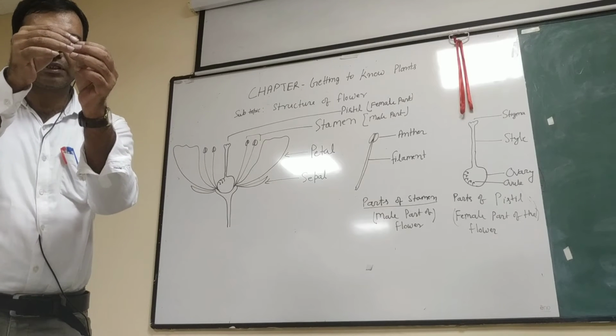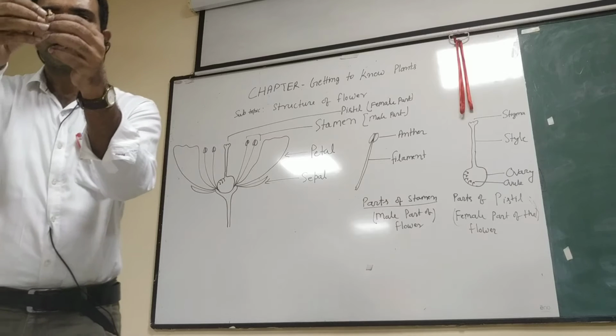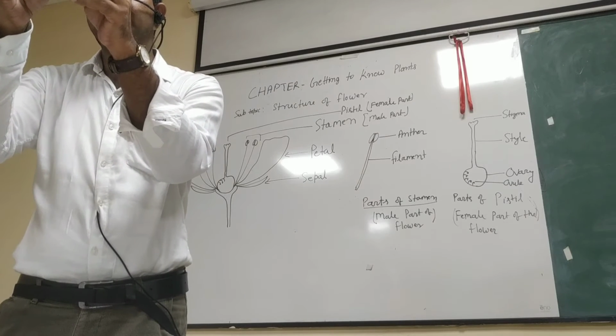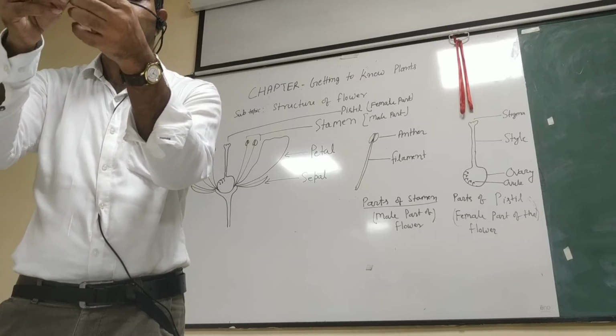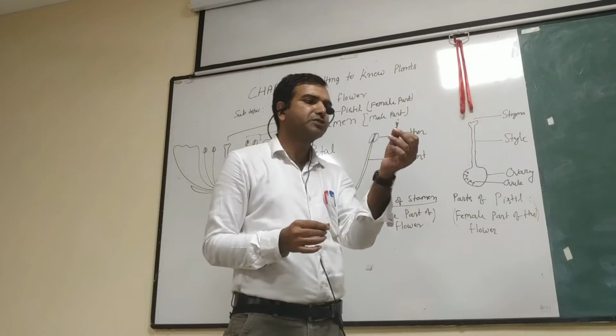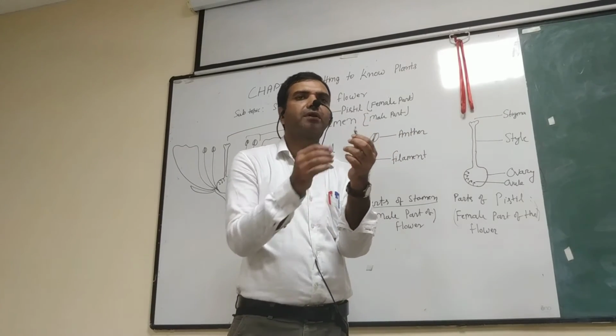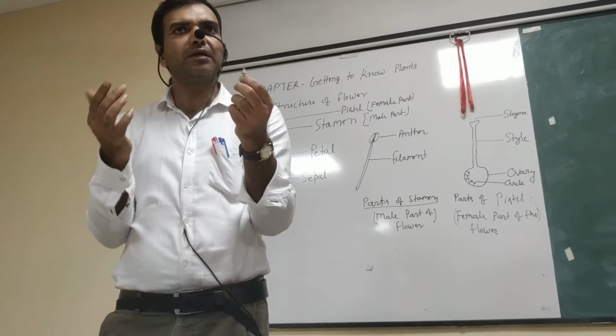If you remove all these, you will be able to see the female part of the flower, that is pistil. Now, the number of pistils also varies from flower to flower. किसी में कम होते हैं, किसी में ज्यादा होते हैं.